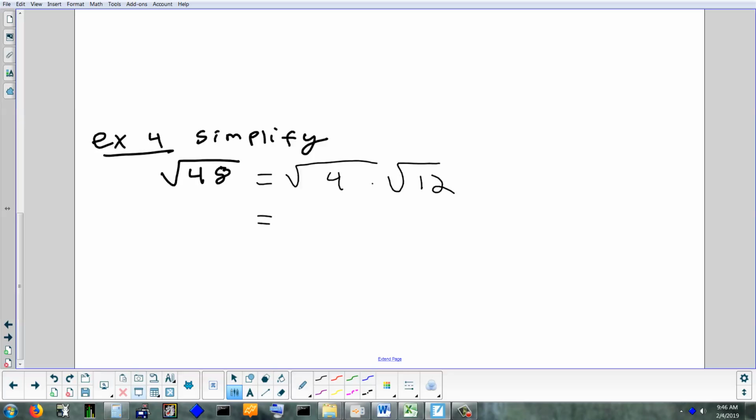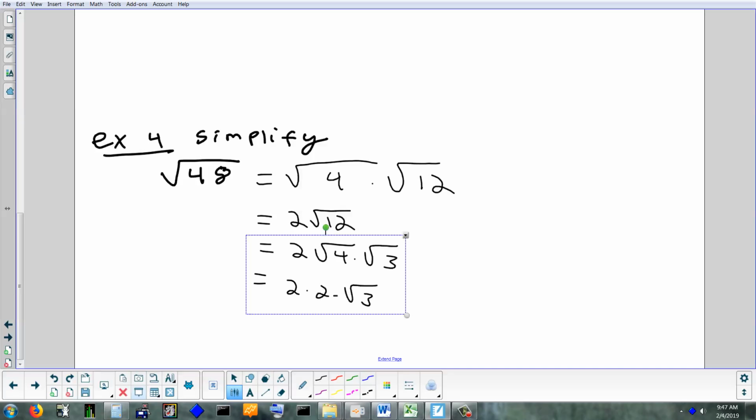So if I do 4 and 12, and I get the square root of 4 is 2. Now look at 12. Can I break down 12 again? What does 12 break down as? 3 and 4. 4 and 3. So I have another square root of 4. So I have the original 2 times another 2 times the square root of 3.